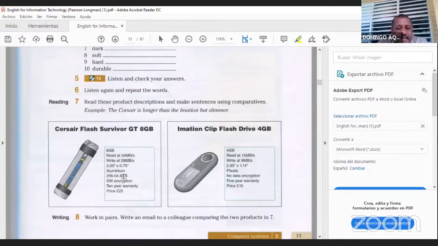When you say plastic, one says aluminum, others say plastic. You can use other, different adjectives, like for example, lighter. Okay, more resistible, or heavy, heavier. Okay.